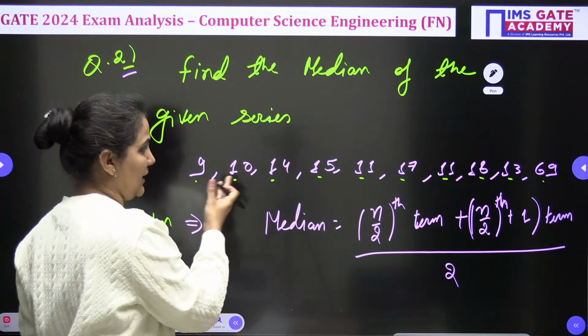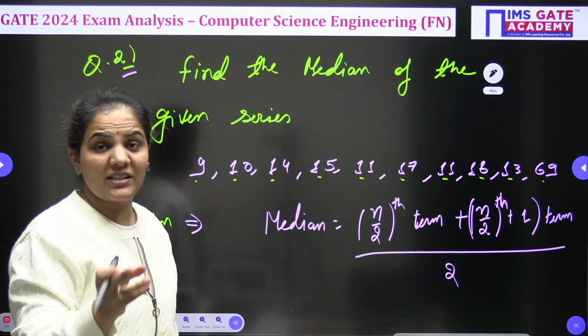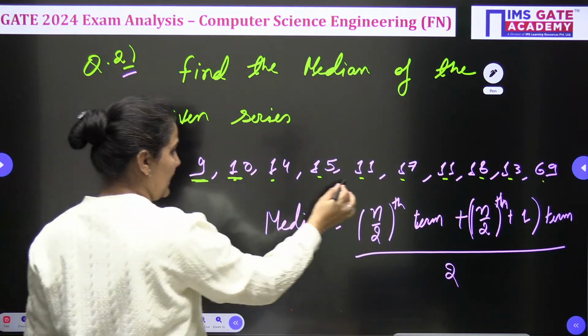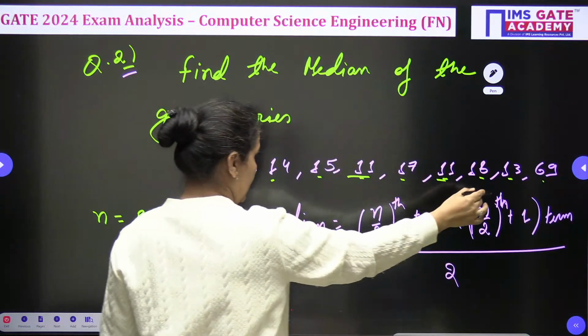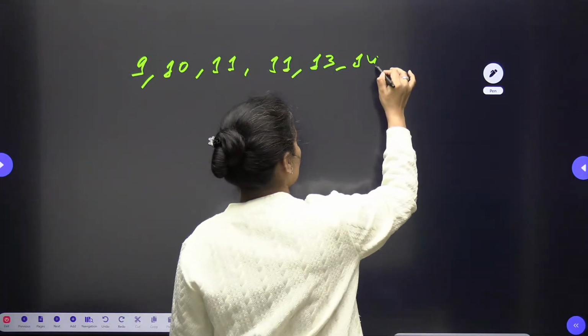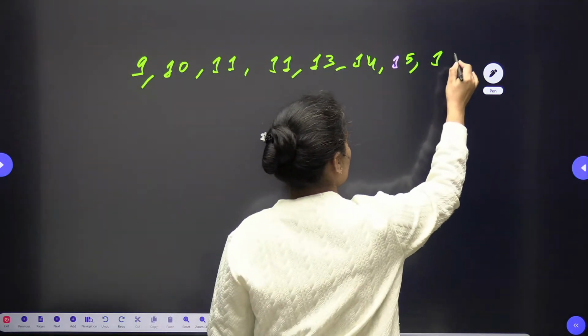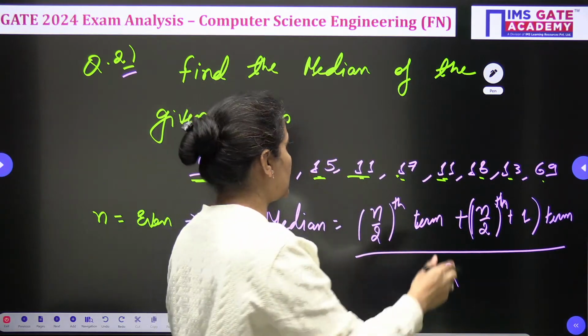I will not approach it directly. I need to first rearrange the given series in a systematic manner. So when I rearrange it, in increasing order it should be 9, then 10, then 11, 11, 11, the next is 11, after that we have 13, the next is 14, the next is 15, the next is 17, the next is 18, and after that we have 69 only.